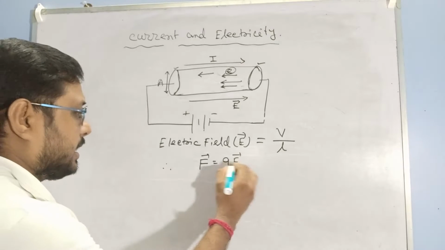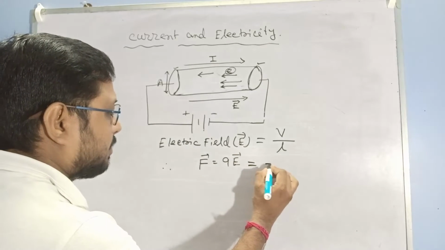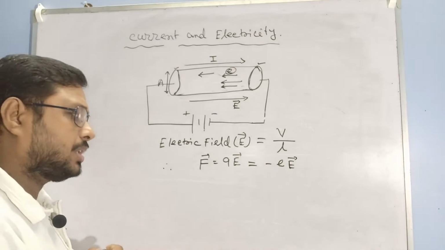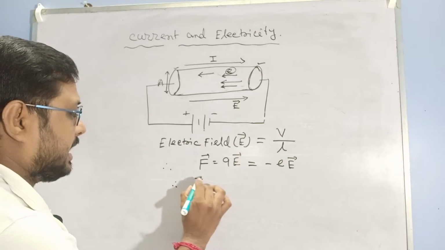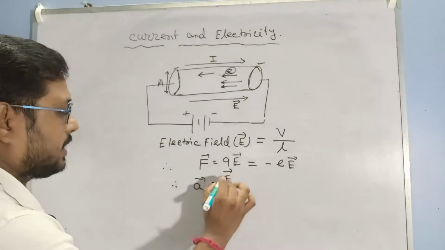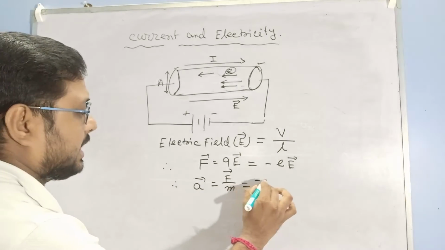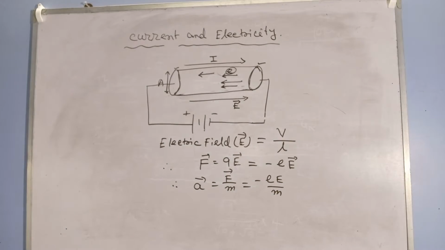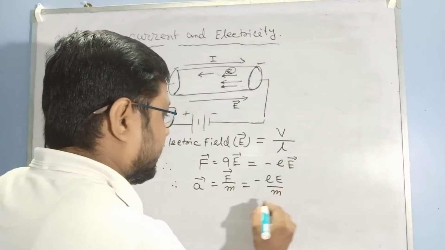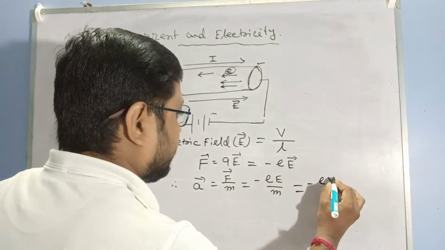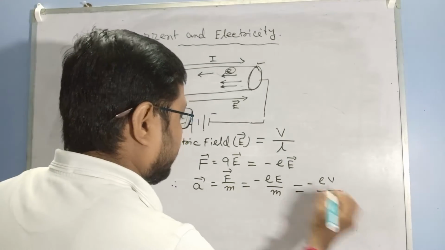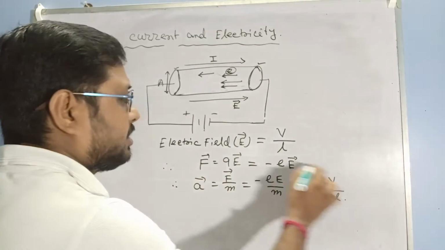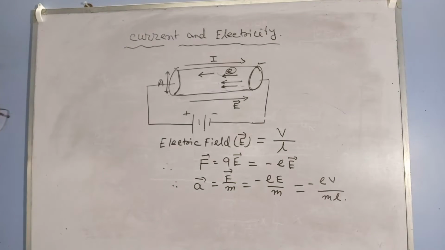Therefore, if this is the electron, then Q equals minus e, small e, and that is the force on the electron. Therefore, acceleration a equals F divided by m, equals minus eE divided by m. If we put E equals V by L, we get minus eV by mL. Now, this is the acceleration of an electron inside the conductor.